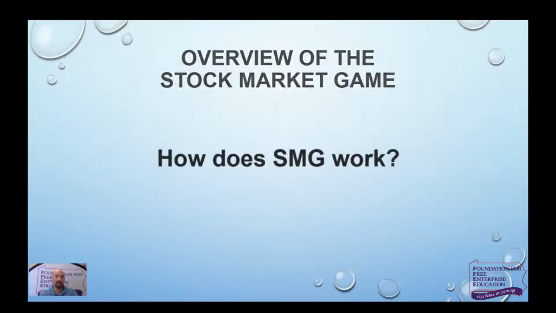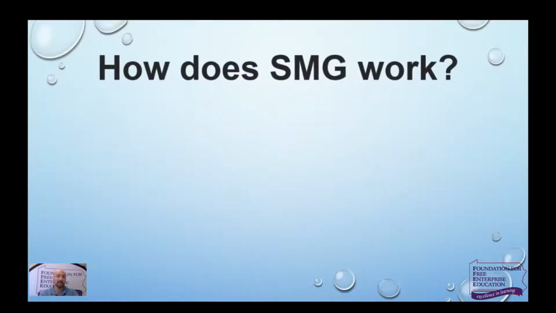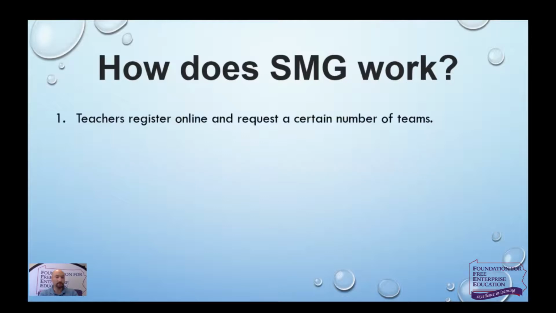Well, you're going to split your students into different teams. So let's start off talking about that. Teachers can register online and request a certain number of teams. You can separate enrollment into multiple classes to make it easier to manage your students. So let's say you've got 7th graders and 8th graders. If you want, when you register, you can split those up into 2 distinct groups.